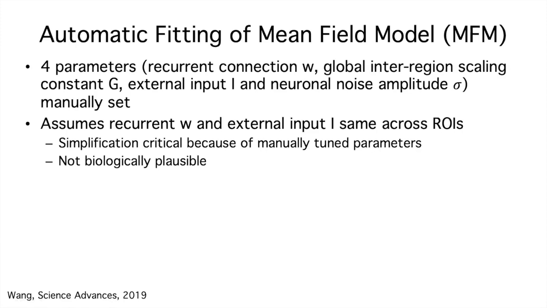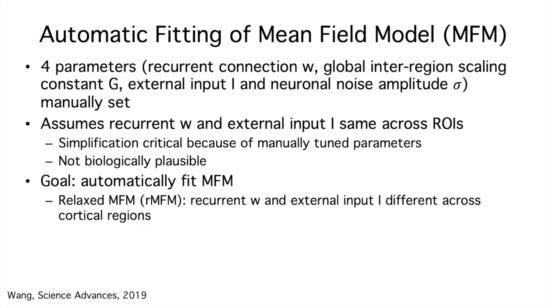But given that different cortical regions have distinct cellular properties, this is just not very biologically plausible. But this is understandable because they are manually tuning their hyperparameters. So if they allow different brain regions to have their own parameters, then manual tuning is impossible. So our goal then is to automatically estimate the parameters of the mean view model.